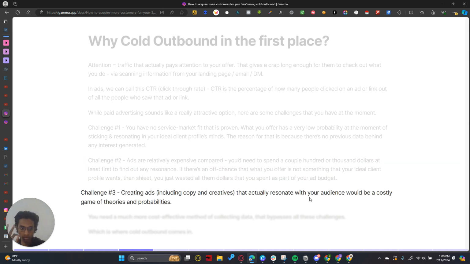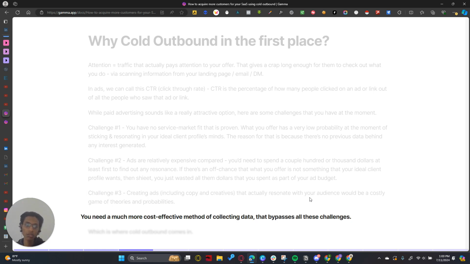Challenge number three is creating ad creatives that actually resonate with your audience. That would be a costly game of theories and probabilities if you don't have enough proven product market fit. You need a much more cost-effective method of collecting data that bypasses all these challenges, which is where cold outbound comes in.